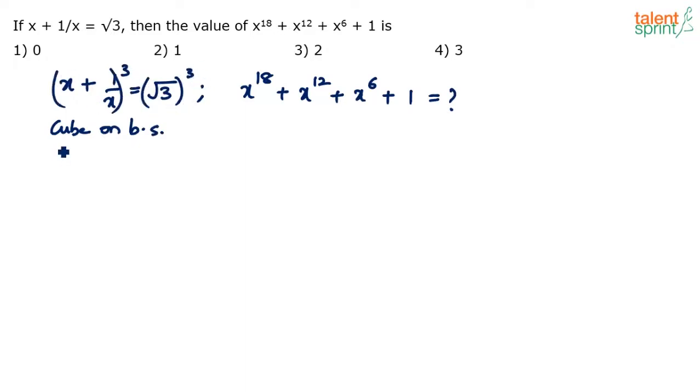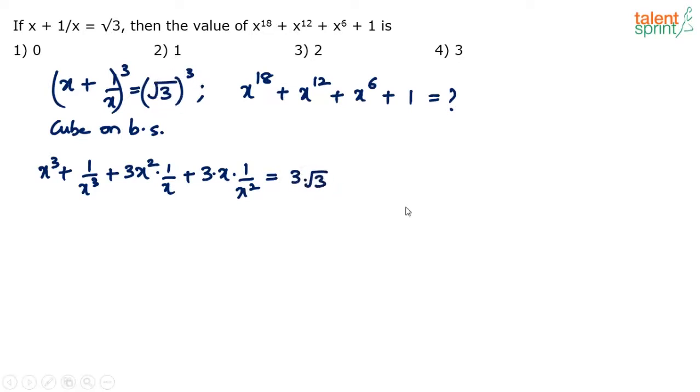See what happens. What is a plus b whole cube? A plus b whole cube is a cube, which is x cube, plus b cube, so 1 by x cube, plus 3a squared b, which is 3x squared into 1 by x, plus 3ab squared, 3 into x into 1 by x squared, which is equal to √3 whole cube. What will be √3 whole cube? It will be 3 √3. √3 whole cube means √3 into √3 into √3. √3 into √3 is 3, and then there is one more √3, so 3 √3.